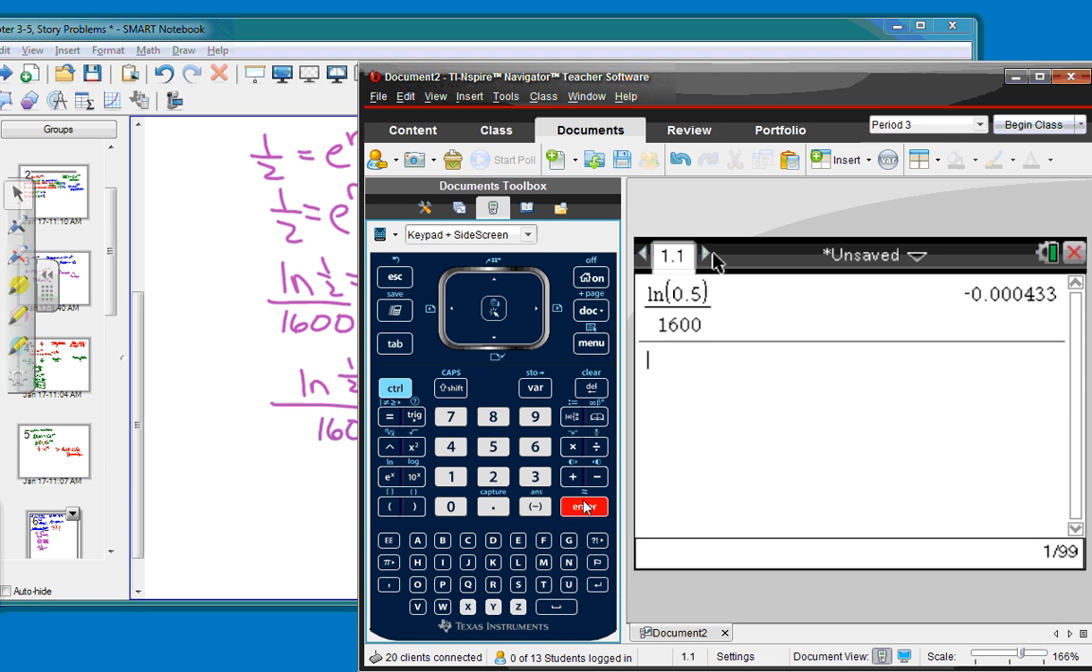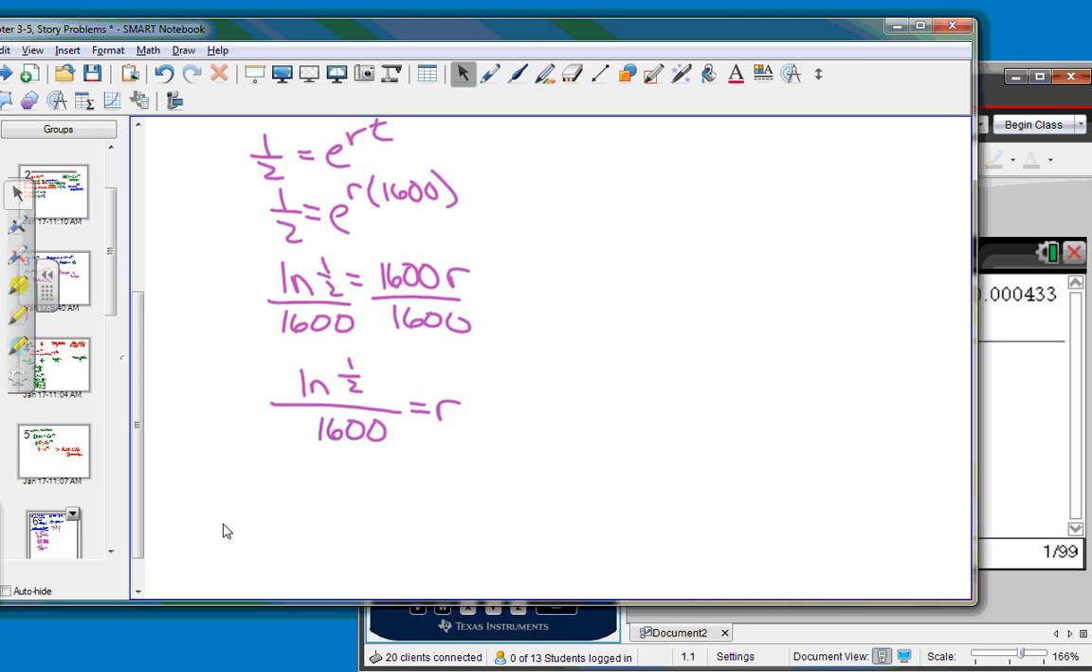0. Now, I'm pretty sure that it is decaying. It's just decaying at an unbelievably snail's pace, right? So it's a very, very slow rate. We just have to deal with that. So I'm going to have negative 0.000433 is equal to my rate.